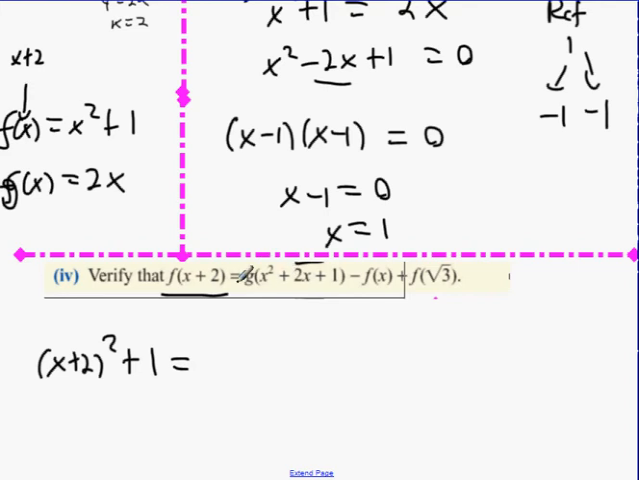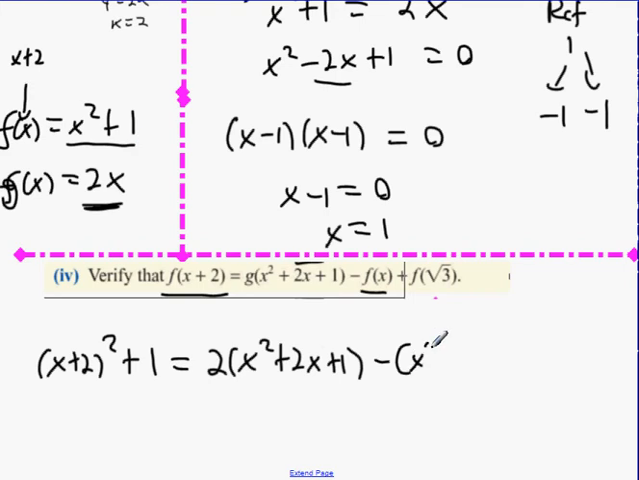What about g of x? What does g of x mean? 2 times whatever number you're meant to use. So it's going to be 2 multiplied by x squared plus 2x plus 1. What's minus f of x? What is f of x again, guys? Minus x squared plus 1. What's f of root 3? 4. So guys, even if you didn't know how to do the full question, if you just replace in f of x and f of root 3, you've shown you've made an effort, and you might pick up something.